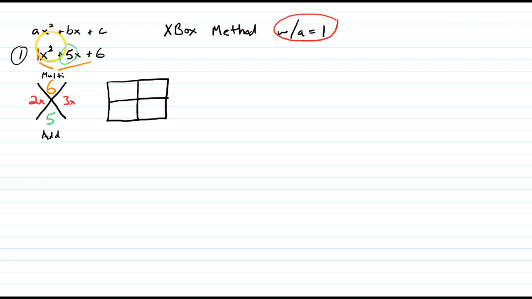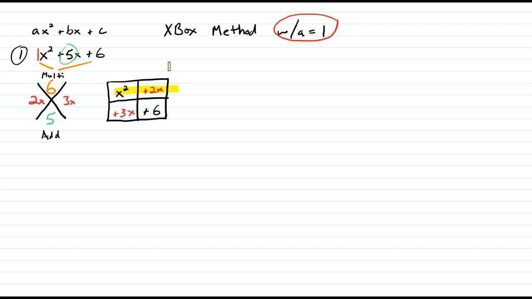And so remember, the first term goes in the first box, so that x squared. The last term goes in the last box, so plus 6. And then our answer to our x problem goes in the remaining boxes, so plus 2x plus 3x. And so now we're going to look from left to right.